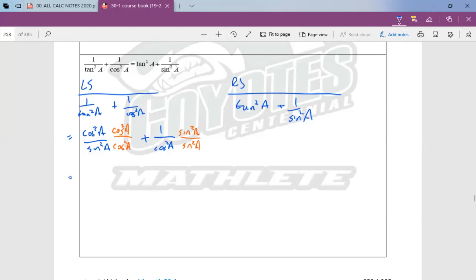And it ends up being equal to cos to the 4th a plus sine squared a over cos squared sine squared. Wow. A little tricky to see where to go from here. But this ends up being kind of a handy thing to do. So bear with me for a second. I'm going to break cos to the 4 apart into cos squared times cos squared.